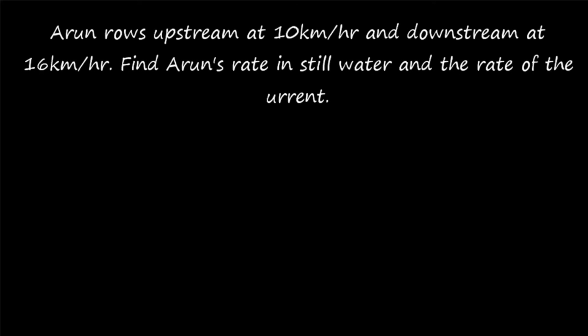So today's question is, Arun rows upstream at 10 km per hour and downstream at 16 km per hour. Find Arun's rate in still water and the rate of the current. So this is our first question on boats and streams. We have two terms here. What are they? The first is upstream and the second term is downstream. And we are asked to find the rate of Arun in still water and the rate of the current.